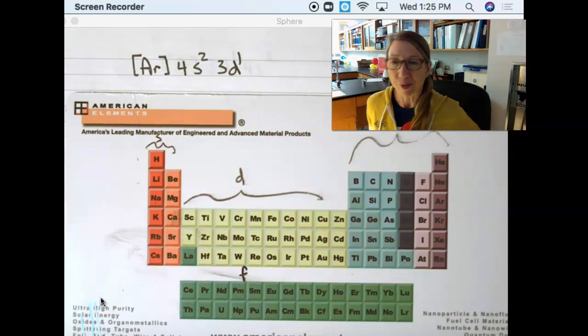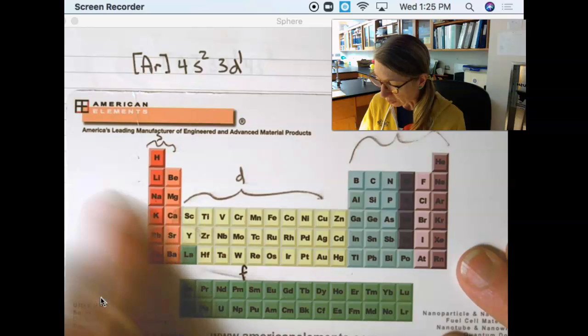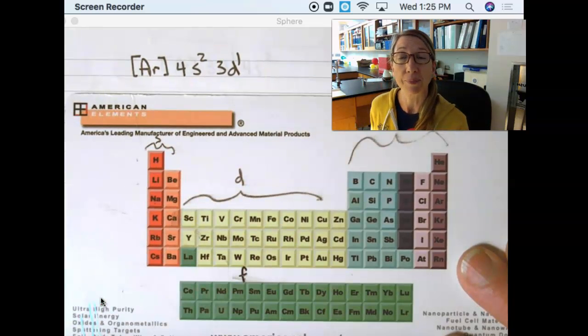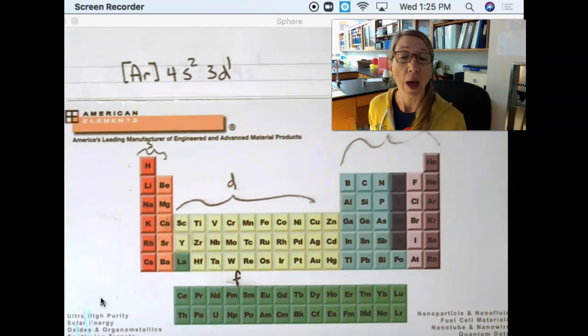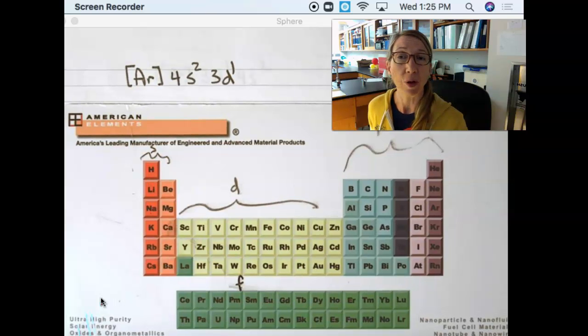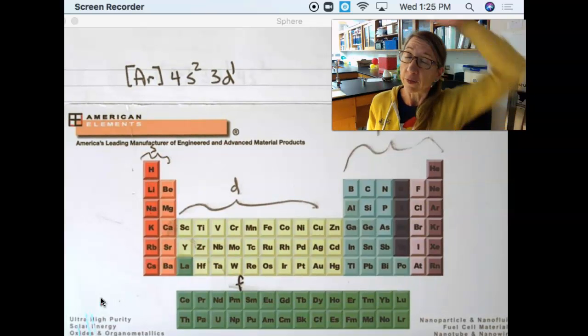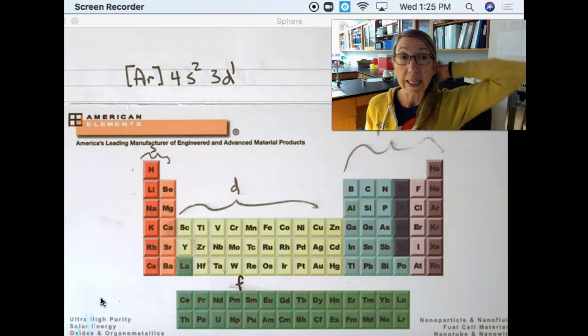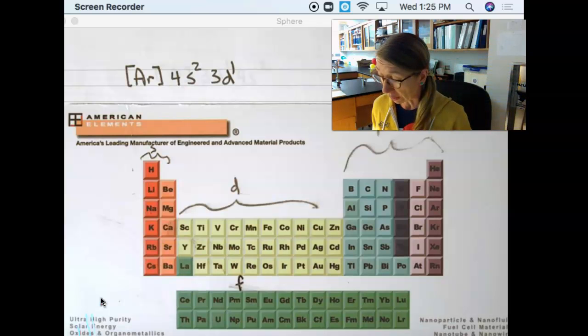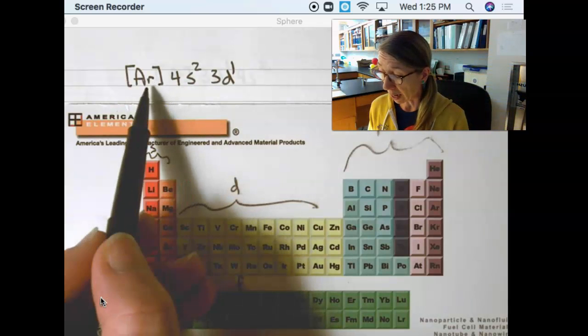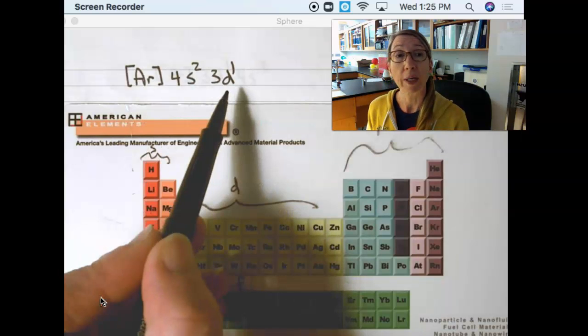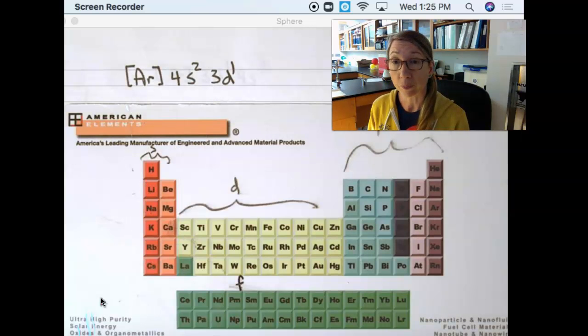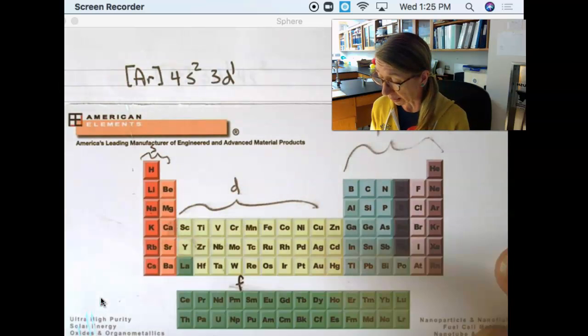Hello, chemistry students. Today we are going to look at some strategies for finding the names of elements based on their noble gas configuration, also called condensed configuration. So right here I have a noble gas configuration, and I'm going to figure out what element it is and what block it is in.